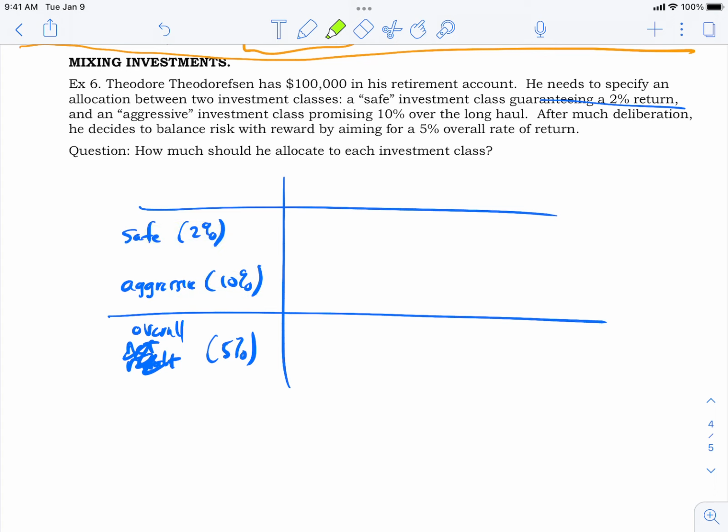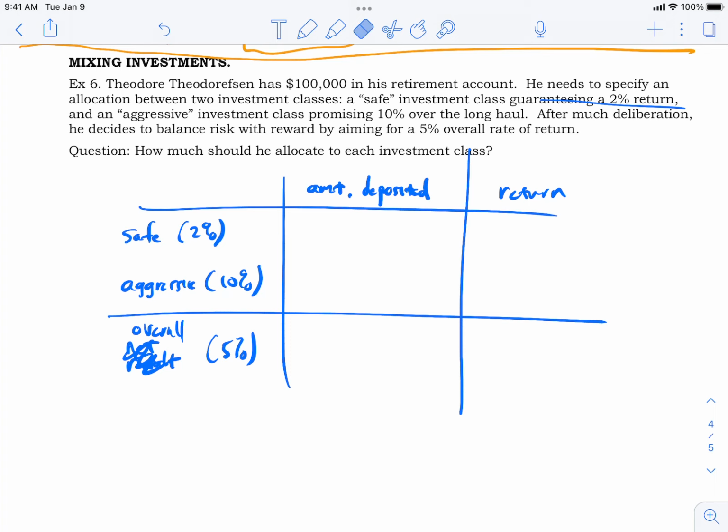What are the things we have to keep track of? We have to keep track of how much we're putting in each, right? So the amount deposited, or amount invested, something like that. And then the return, which is like an interest. What's the return on the investment?